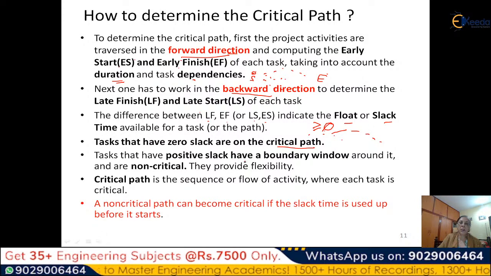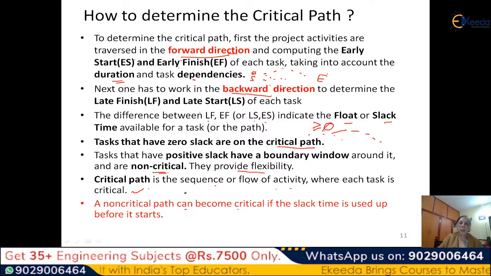But if you have a positive slack, that means you have a boundary window, you have leverage. It is a non-critical task. Those are the ones that will provide you the flexibility. So the critical path is the sequence of activities where each task is critical. A non-critical path can become critical if the slack time is used up before it starts.